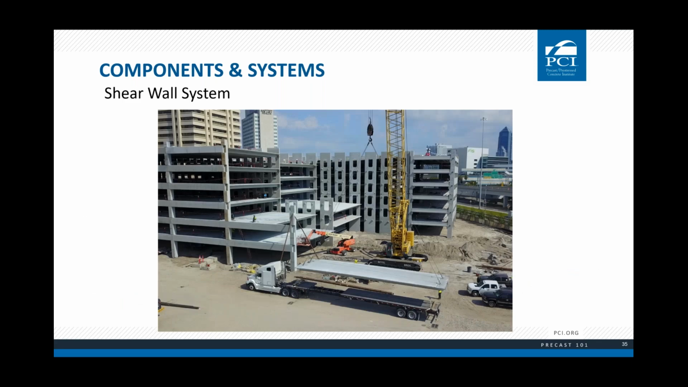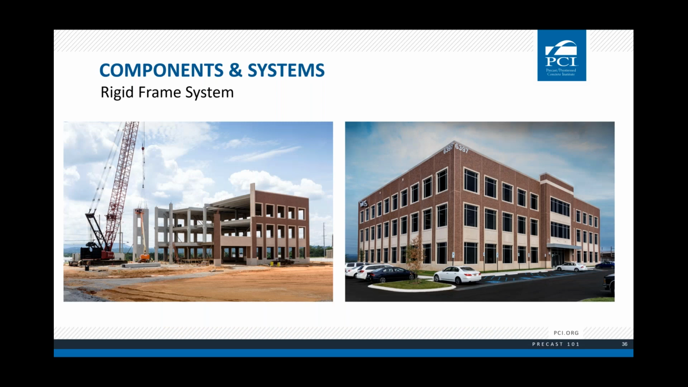A shear wall system uses interior or exterior shear walls in either a horizontal or vertical orientation, along with columns, beams, double T's, and stair towers to form the entire structure. Now, when we switch over to a rigid frame system, all lateral loads are transferred to a moment-resistant frame that ties beams and columns together with rigid connections. In this case, the need for shear walls is eliminated.